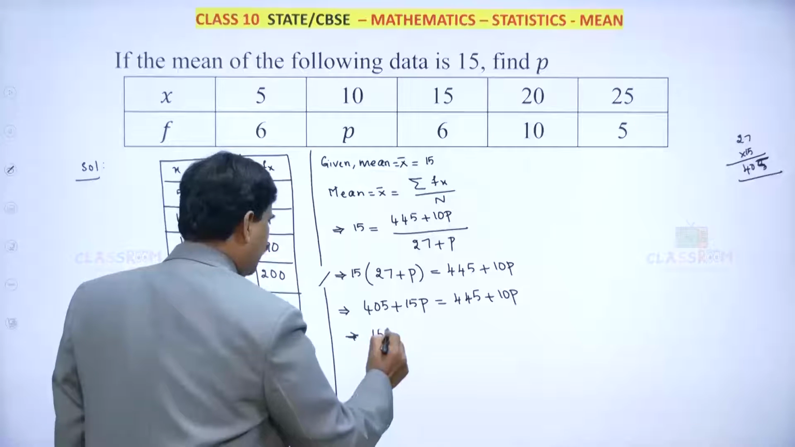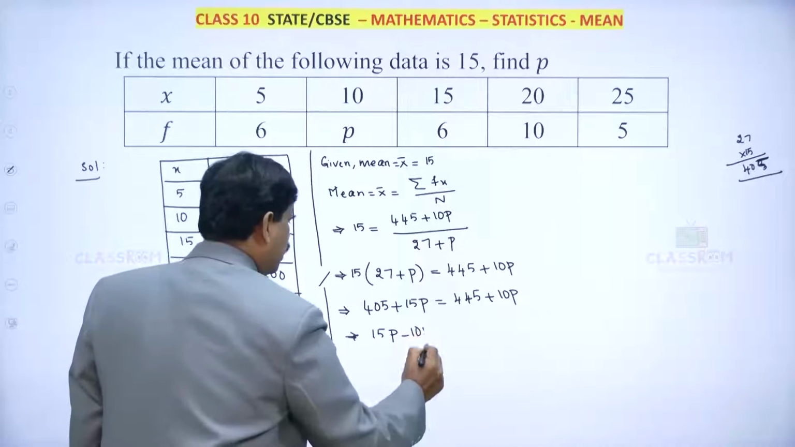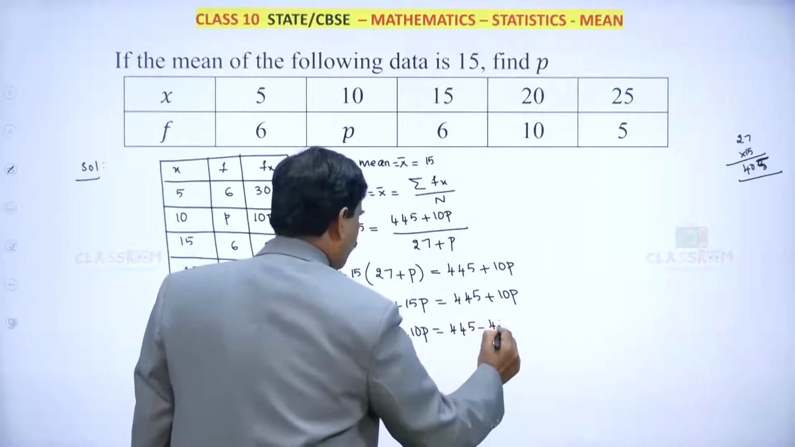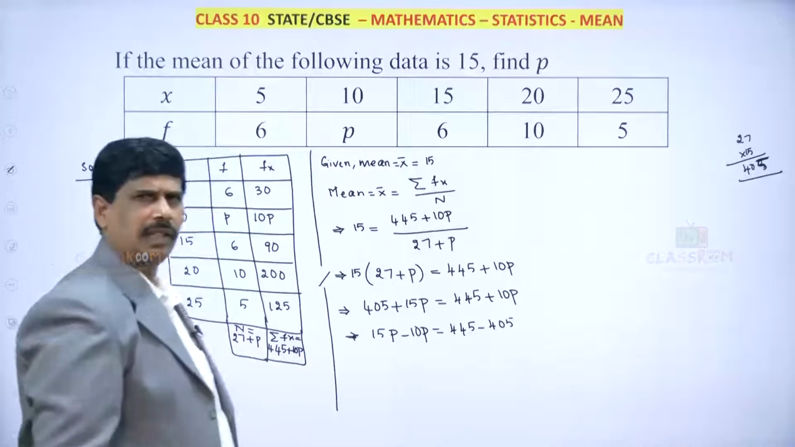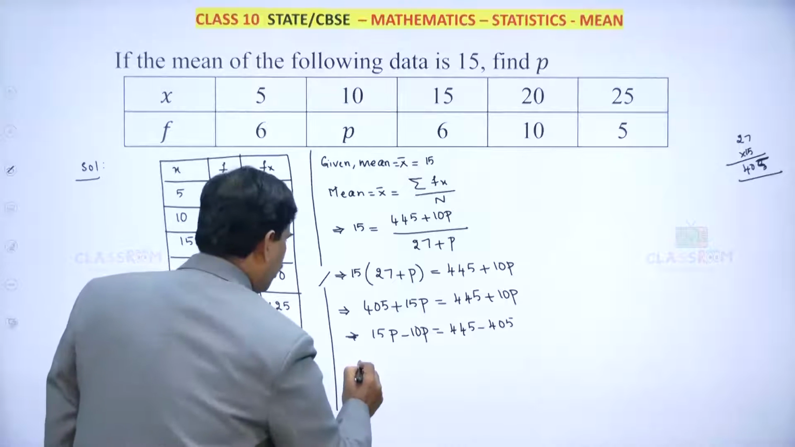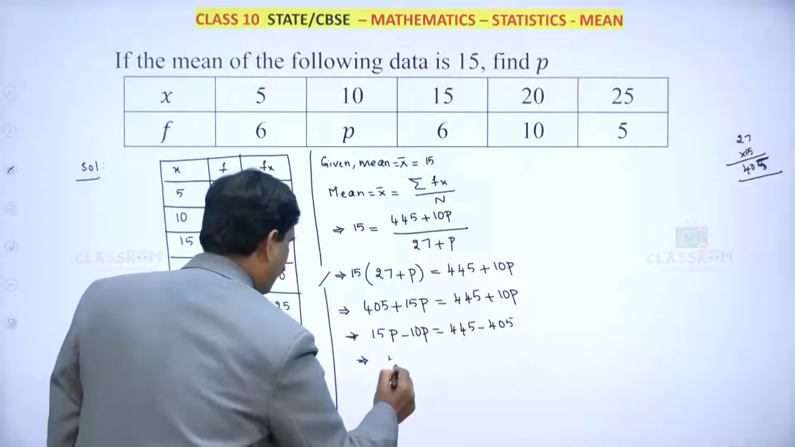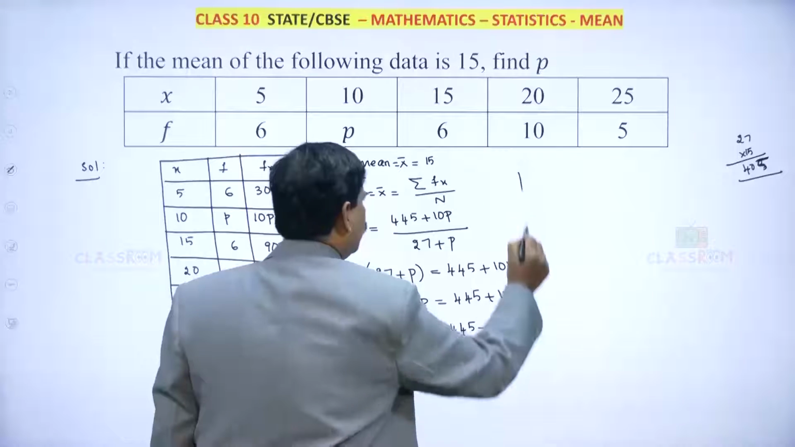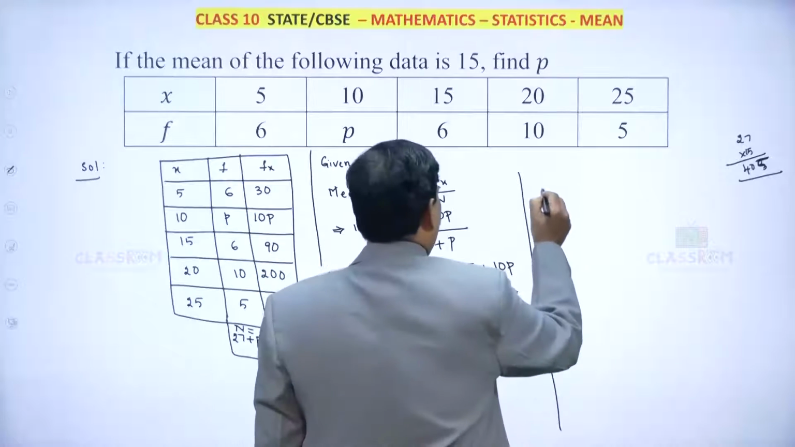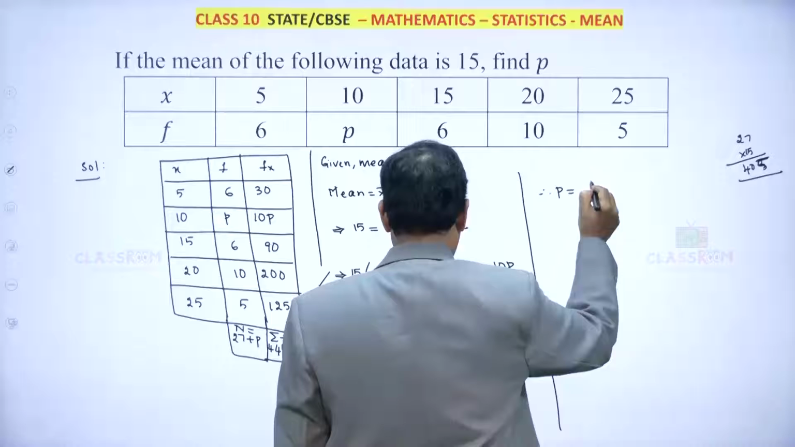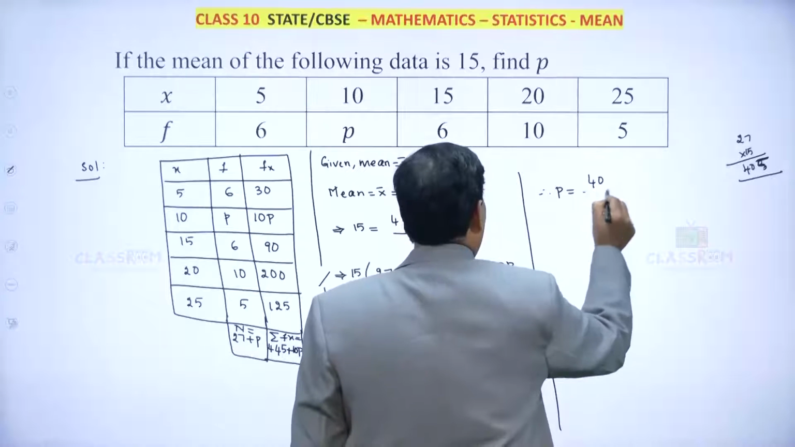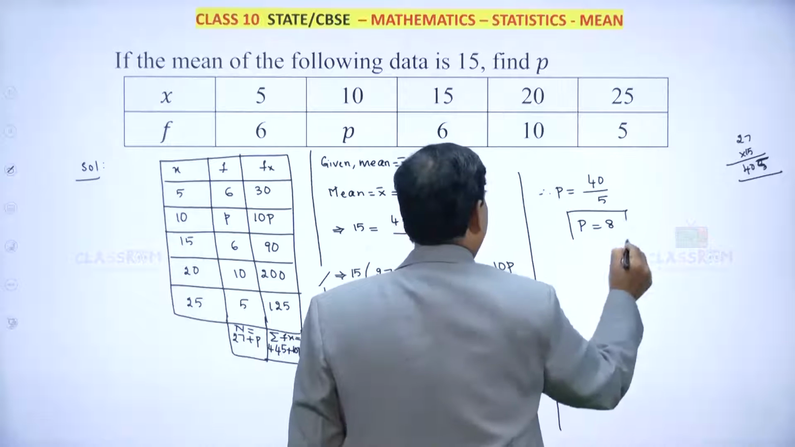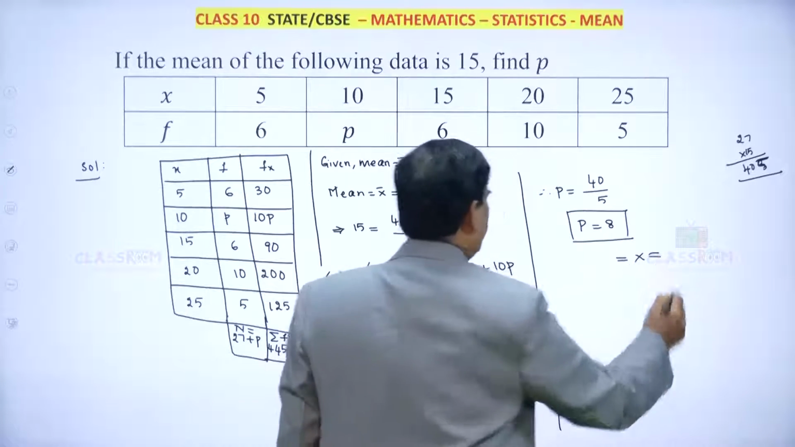So now it will be 15P minus 10P is equal to 445 minus 405. Is it clear? So now 15P minus 10P, that will be 5P, which is equal to 40. So therefore P is equal to 40 by 5. 5 8s are 40. So P is equal to 8.